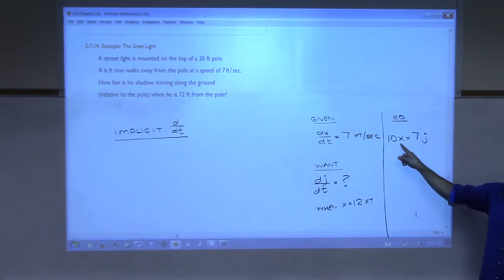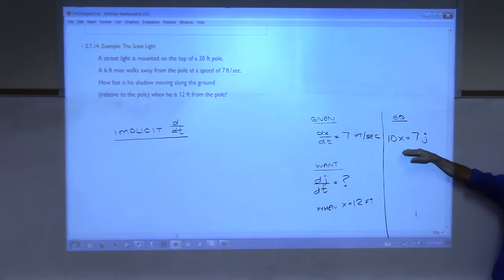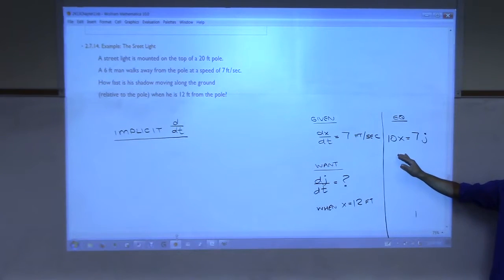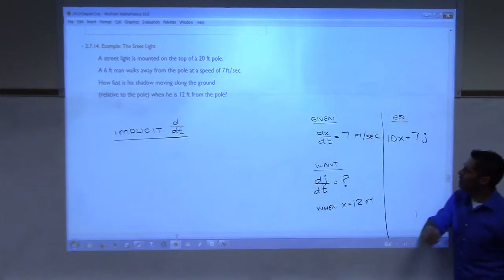Wait, which one are we using to take the derivative? This one right here. This equation. Was it 10 dx/dt? 10 dx/dt. Okay, so you're using the dx/dt. Yes, I'm differentiating with respect to time.